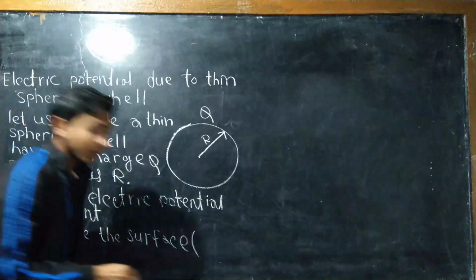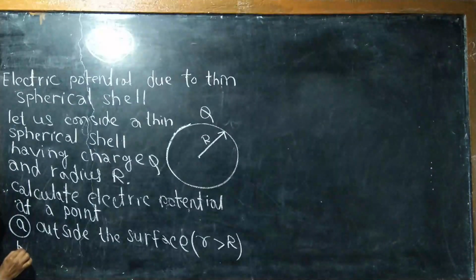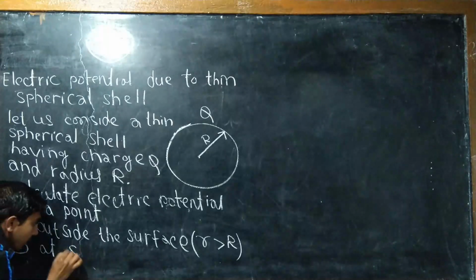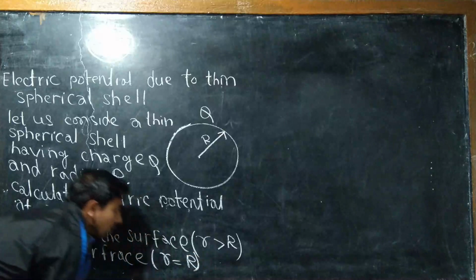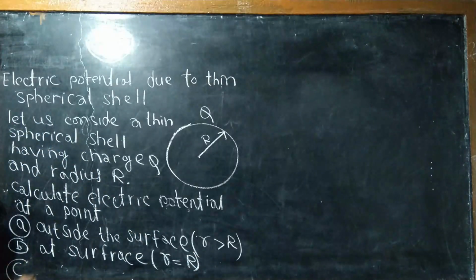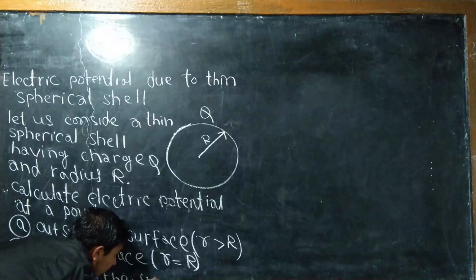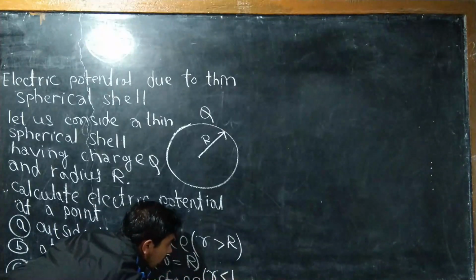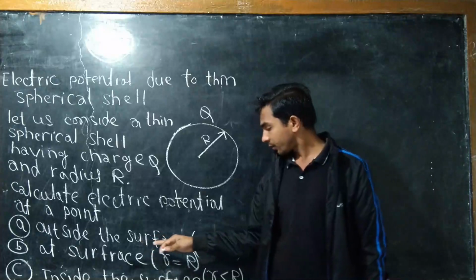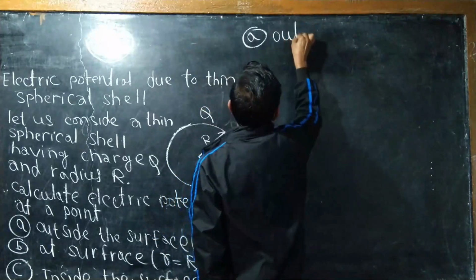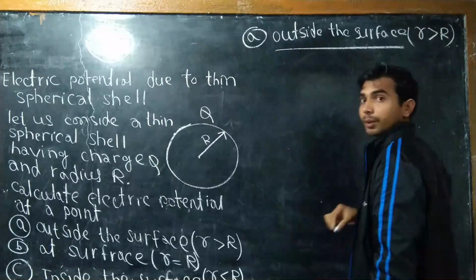So the point is outside, which means small r will be greater than capital R. Similarly, at the surface, r is equal to R. And third, inside the surface, that means small r is smaller than capital R. So first I am going to calculate outside the surface, where small r is greater than capital R.